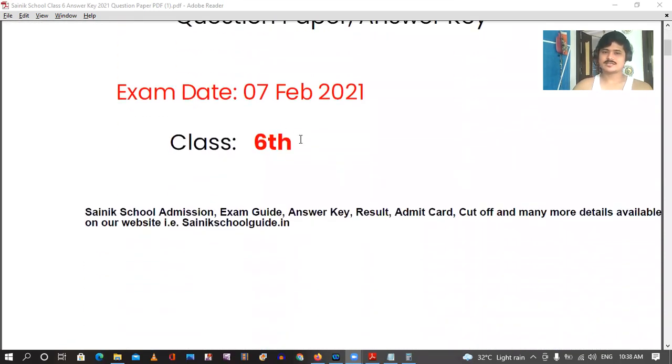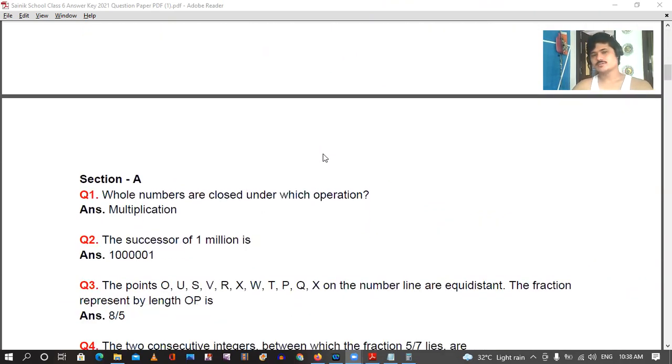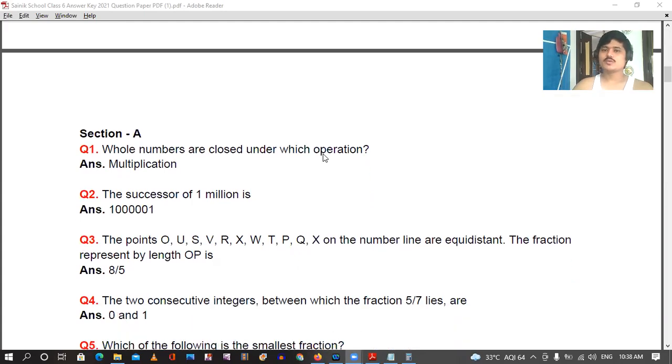This is for class 6th. The first question: whole numbers are closed under which operation? Now, a closure property says that for two whole numbers, the result should also be a whole number. Operation means addition, subtraction, multiplication, division.